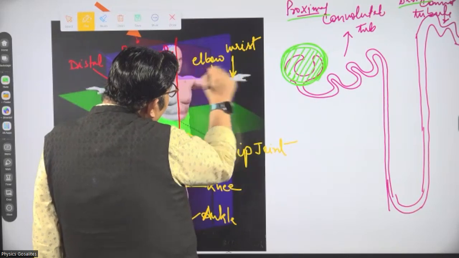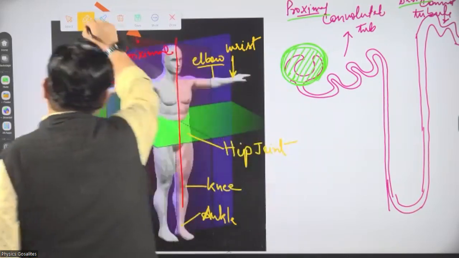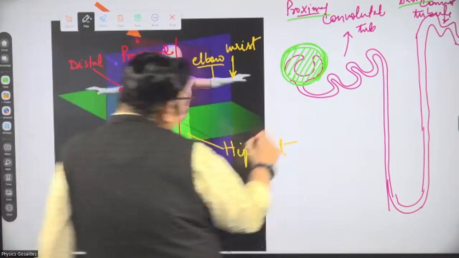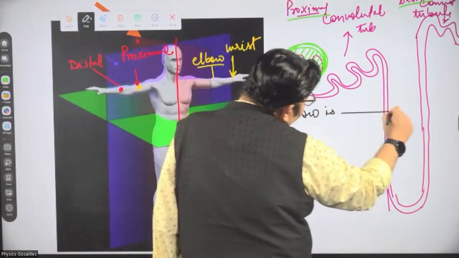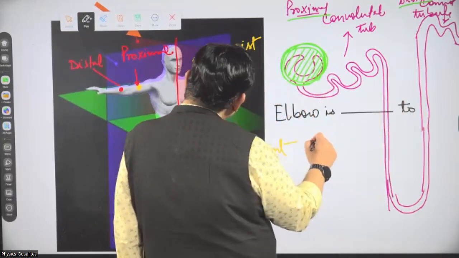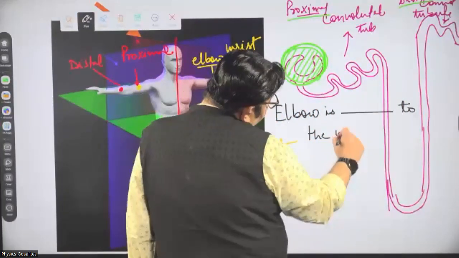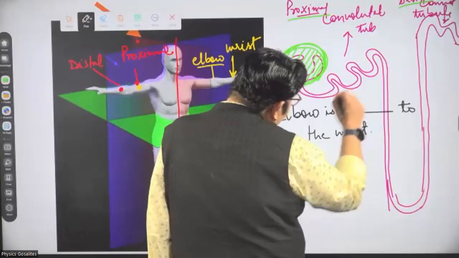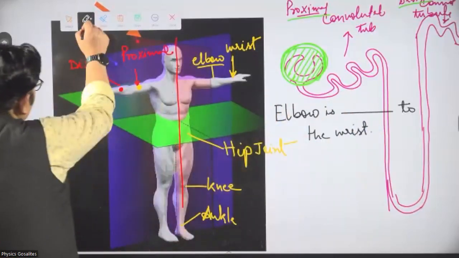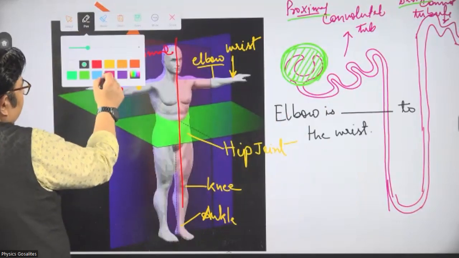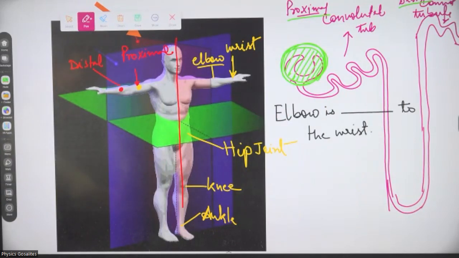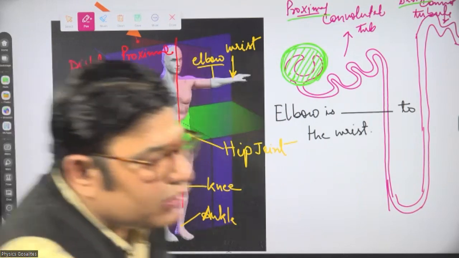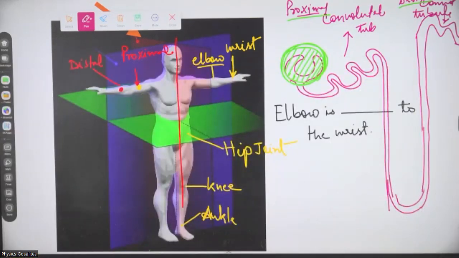So if I make a statement, you have to complete the statement, okay? The statement is: elbow is dash to the wrist. Complete the statement. You have to pick either proximal or distal, and you know what they mean. Please tell me what shall be the fill up here.